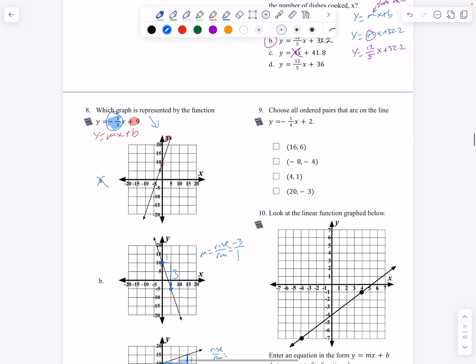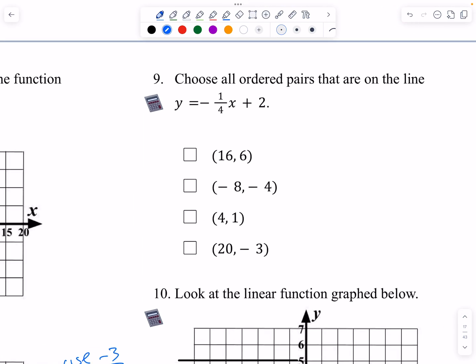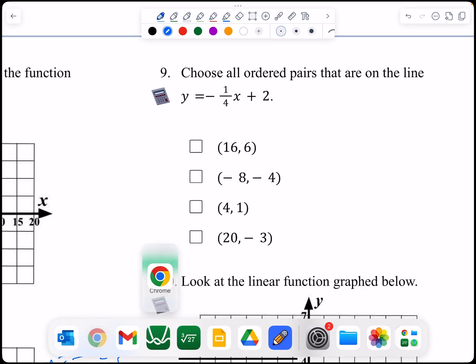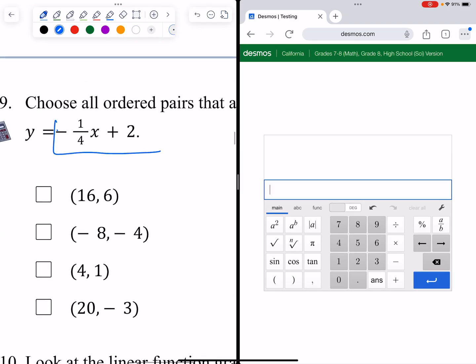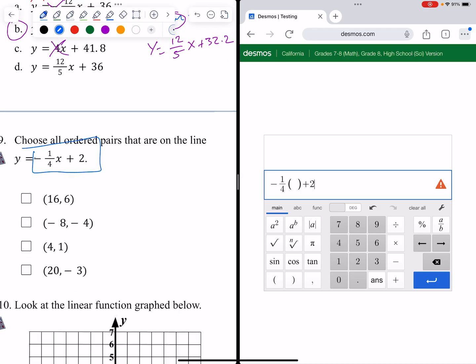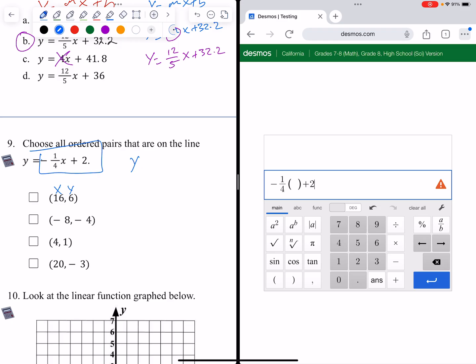Okay. Number 9, choose all ordered pairs that are on the line. We just did this one earlier. Let me get my awesome calculator back up. Okay, so I'm going to set this up right here. So there's negative 1/4 times my input, my x, plus 2. So again, there's my x and my y. So y equals negative 1/4 parentheses plus 2. In that parentheses, I'm going to plug in all my x's. That's my input. And I'm going to check if I get the y as an output. So that's what the calculator is for.